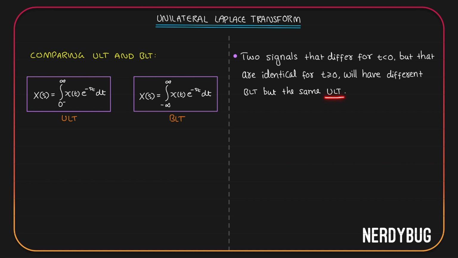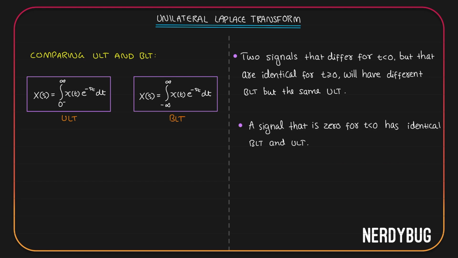Because for unilateral Laplace transform, we only consider the values from 0 to infinity. So if the two signals are identical for t greater than or equal to 0, their unilateral Laplace transform will be the same. But since they differ for t less than 0, bilateral Laplace transform is going to be different.